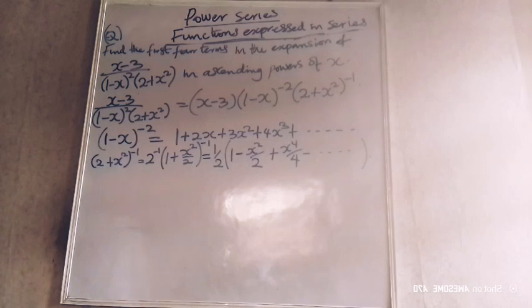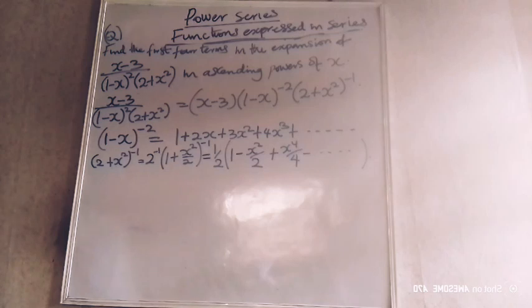For (2 plus x squared) raised to power minus 1, because the number in front must be 1, I have to bring the 2 out. So I have 2 raised to power minus 1 into (1 plus x squared over 2) raised to power minus 1. So at the end of the day, I have half into (1 minus x squared over 2 plus x raised to power 4 over 4), and it goes on like that.